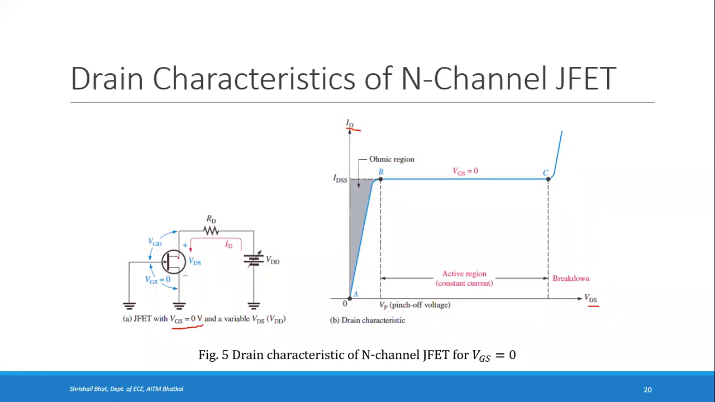So the gate drain junction is reverse biased. Whenever it is reverse biased, because of that reverse bias, it will limit the flow of current, isn't it?